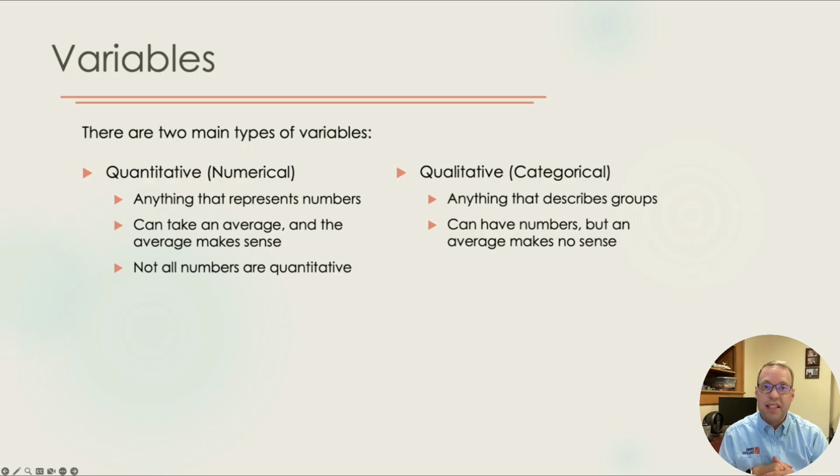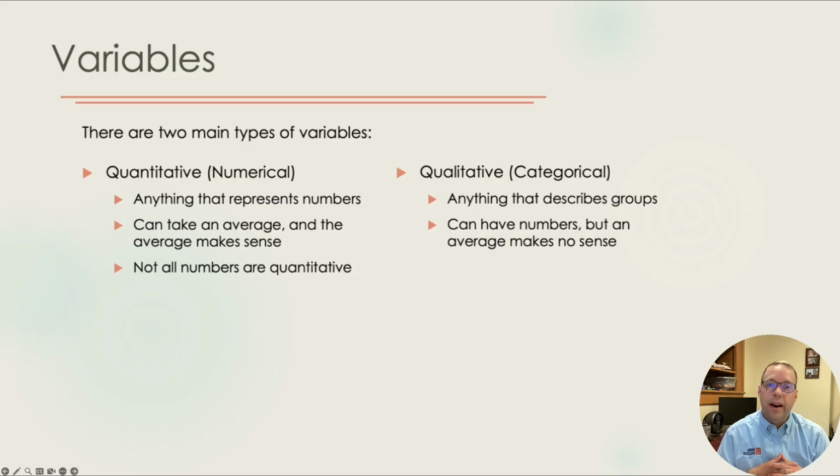They can be quantitative or qualitative. Now there are other words that we can use. Quantitative would mean it's numerical. It represents numbers. You can take an average, and that average will make sense. I'll explain more on that one in a second. Just know that not all numbers are necessarily quantitative. But generally, a quantitative variable is a numerical value, and you can take an average, and that average makes sense.